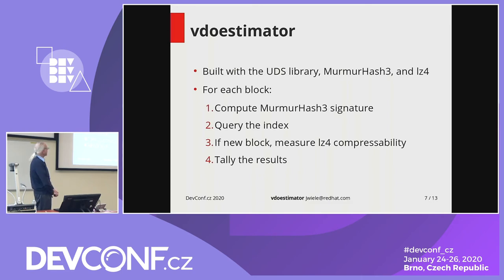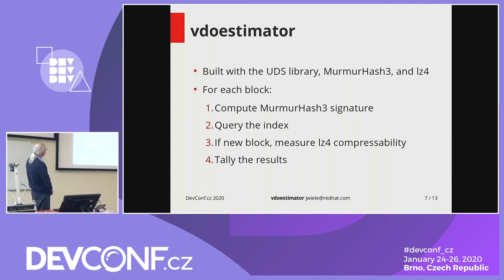What can we do to estimate the storage savings that we're going to get, and maybe tune some of these parameters a little bit? Well, I said the UDS can be built as a user space library. The Murmur Hash 3 is also mathematical standard stuff, so it compiles nicely as a kernel object or a user space object. And similarly with the LZ4 compression that VDO uses. So the estimator is built against the UDS library, the user space Murmur Hash 3 object, and the user space LZ4 library. So it's using the exact same code that VDO is using.